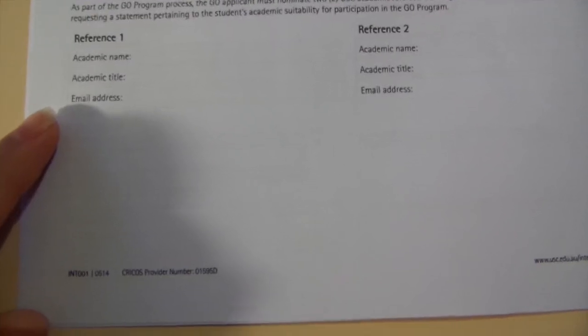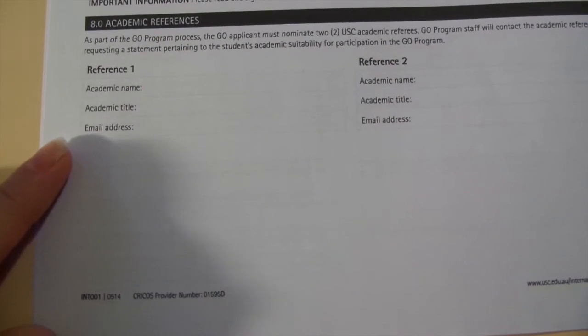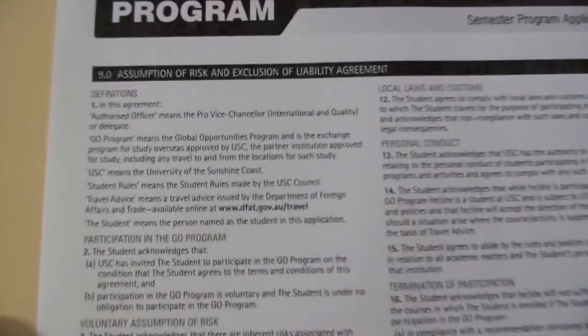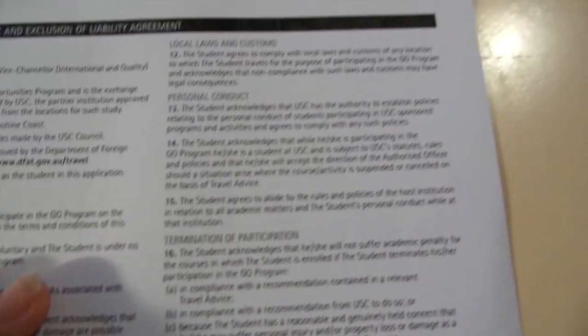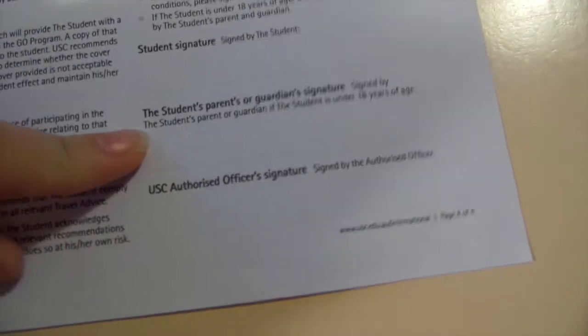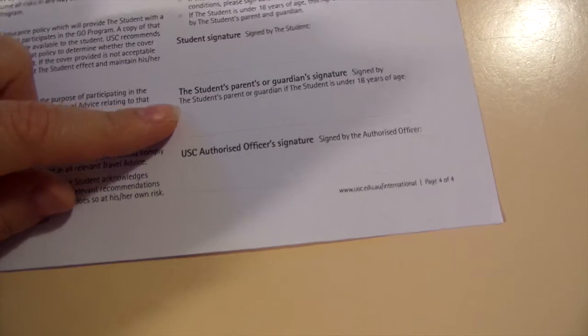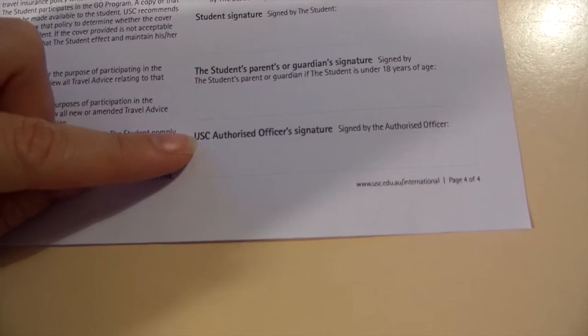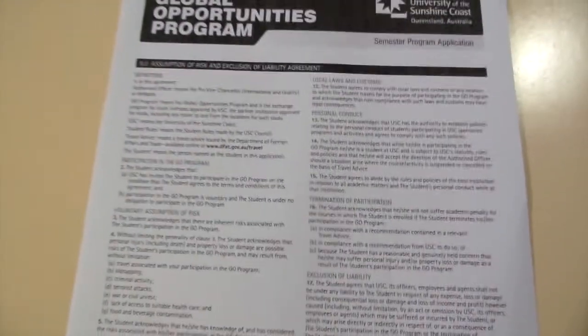And then you need to get 2 academic references. So these are teachers that you've had. So that is it. That's the whole form. It is very straightforward. The last page just has all this kind of stuff about travel advice, travel insurance, liability, termination, personal conduct, and then you just got to sign, and if you are 17 when you're applying for this, you get your parents to sign it, and then you've got to get your faculty advisor to sign it as well. And that's it. That's the form for you.